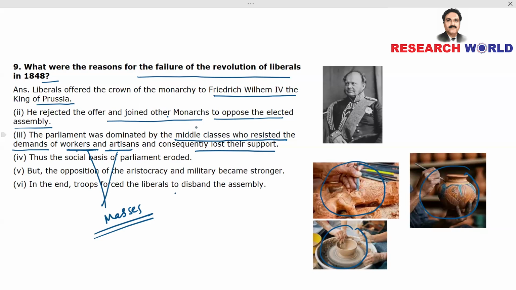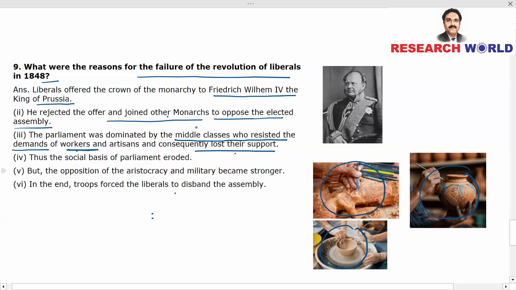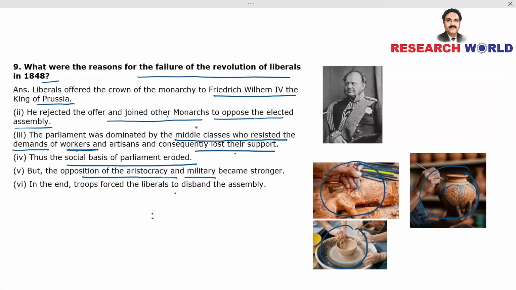Middle classes resisted the demand, or they couldn't address the problem of the workers and artisans. As a result, they lost their support. That means the mass base got eroded. Okay. Thus, the social basis of the parliament eroded. But the opposition of the aristocracy and military became stronger. Look at this. Monarchy, clergy, nobility, they form what is called aristocracy. Aristocracy means the powerful lot, the elite, the noble class, and military. Military always wants to exercise its dominance and power.